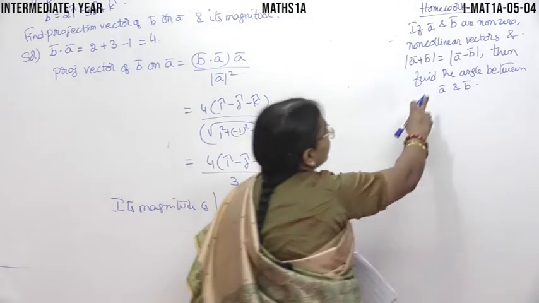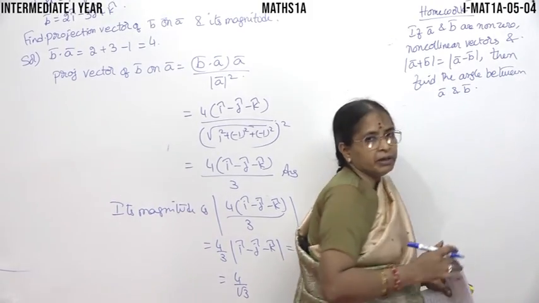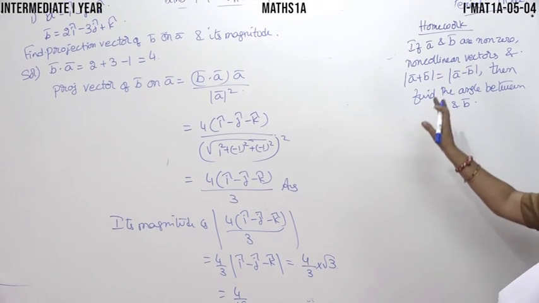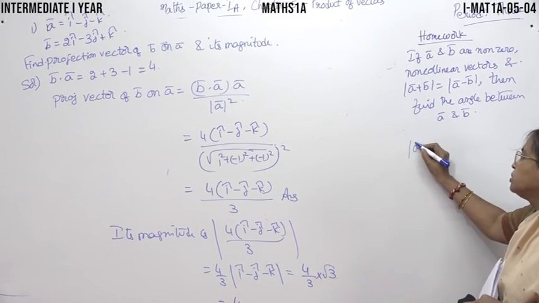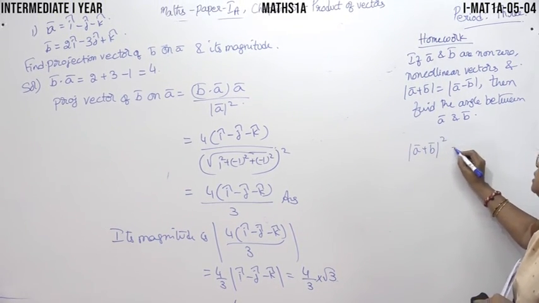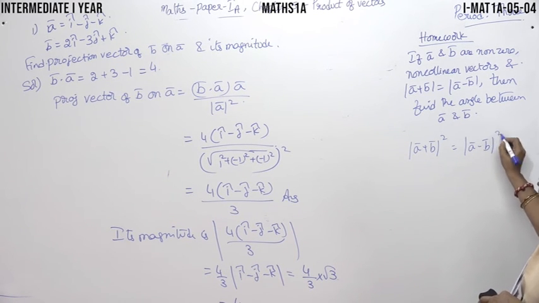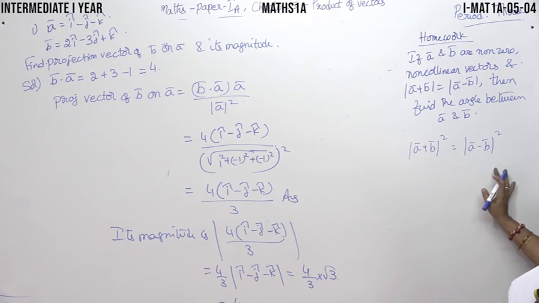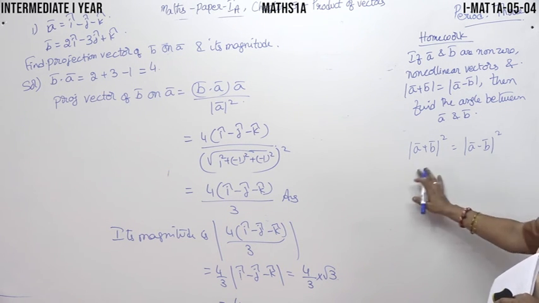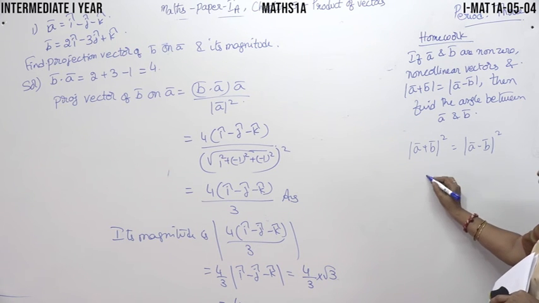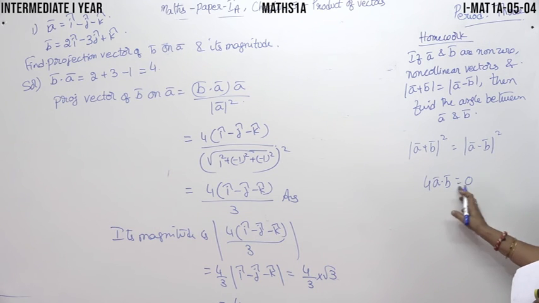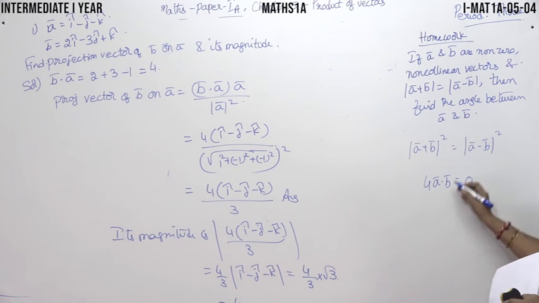Now take down this homework. A, B are non-collinear vectors. Find the angle between A and B, given mod A plus B equals mod A minus B. As I said, whenever you have modulus, you square on both sides. So mod A plus B whole square is equal to mod A minus B whole square. So write mod A square plus mod B square plus 2A dot B here, and mod A square plus mod B square minus 2A dot B there. Then mod A square and mod B square get cancelled and you will get 4A dot B is equal to 0. So that means A dot B is 0. When is A dot B 0? When they are perpendicular. So the angle between A and B is 90 degrees. So like that you will conclude.